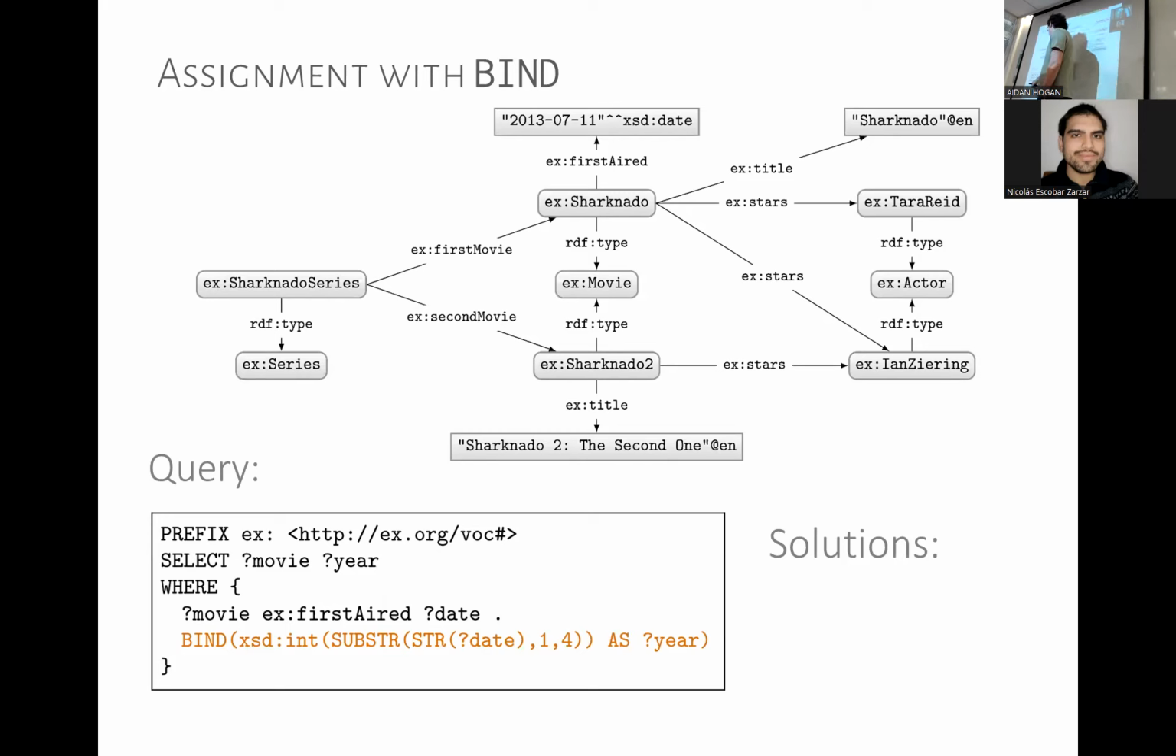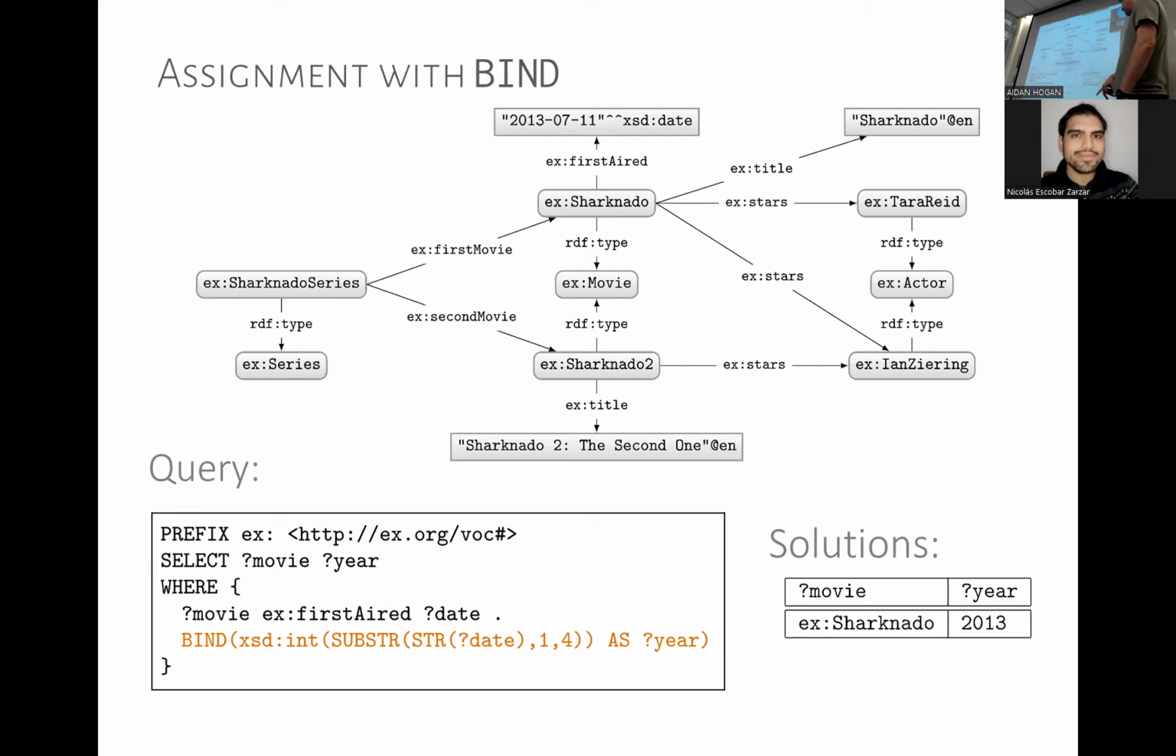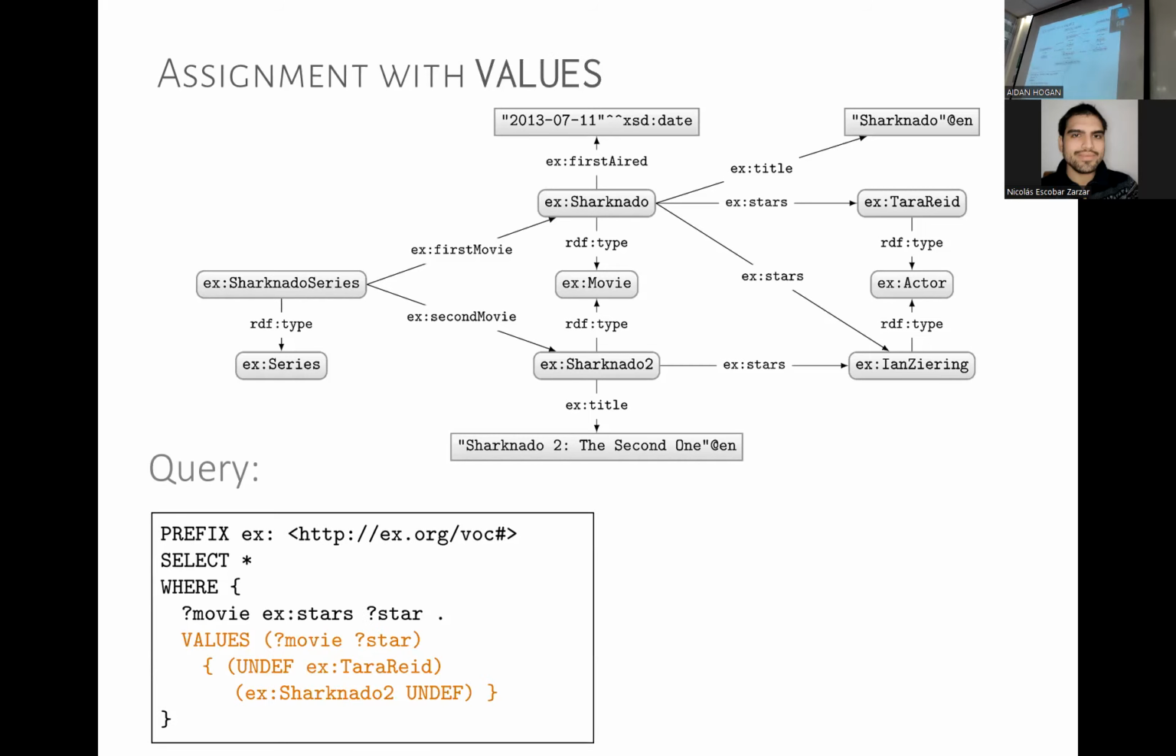In this case, we have movie first air date, and then we say we're going to bind the cast to int of the substring of the date between 1 and 4 as year. And we're going to return the year as well. So what does this do for us? It essentially extracts the year and returns it as an integer. So we get here the movie Sharknado, and we get the year 2013. We can do some calculation using SPARQL functions and then save that as a new variable. This has to be a new variable. It cannot be in scope or seen elsewhere in the query.